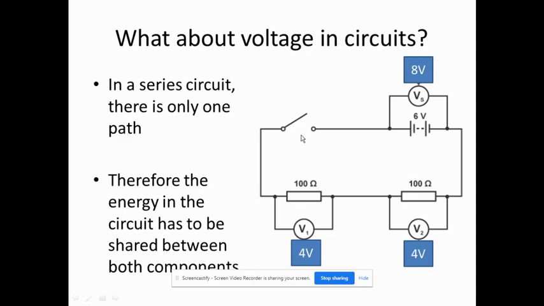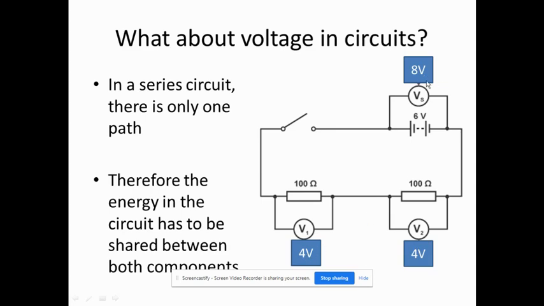So this is a series circuit. You can see the batteries here. There's only one route for the electricity to take. It's a series circuit. So in a series circuit, there's only one path. Therefore, the energy in the circuit has to be shared between both components.